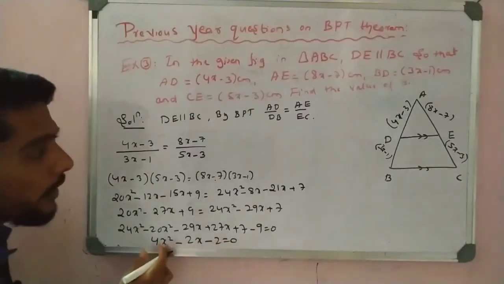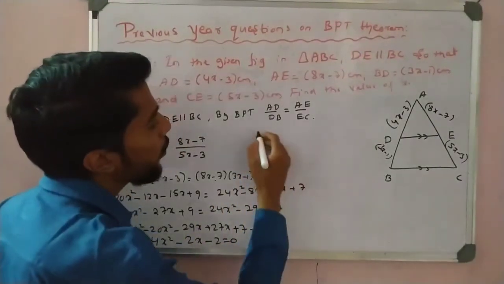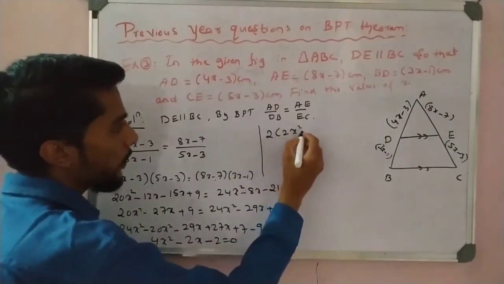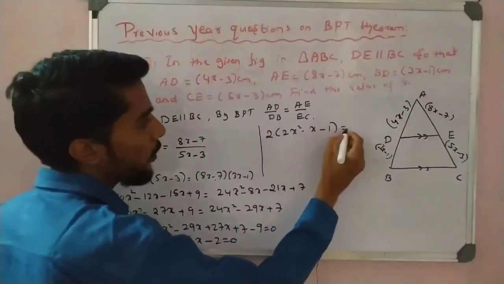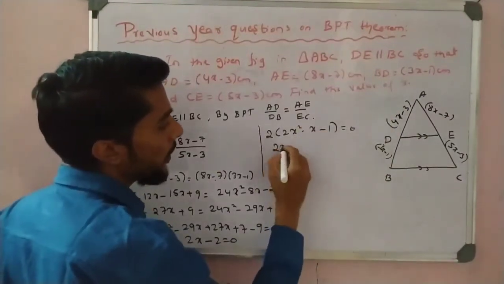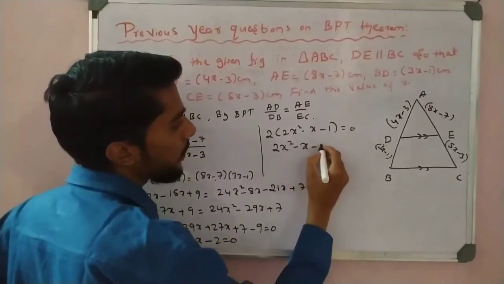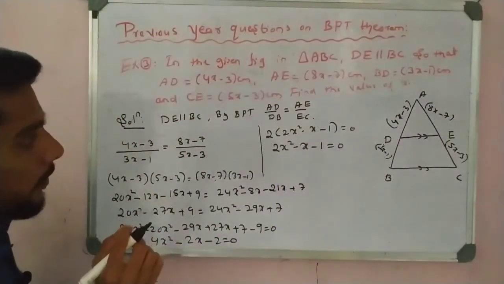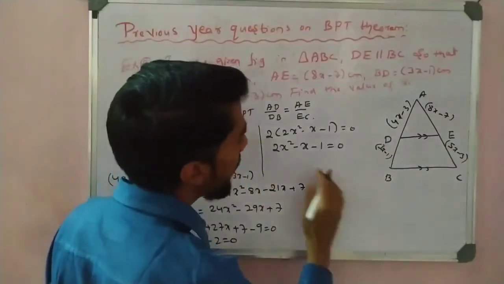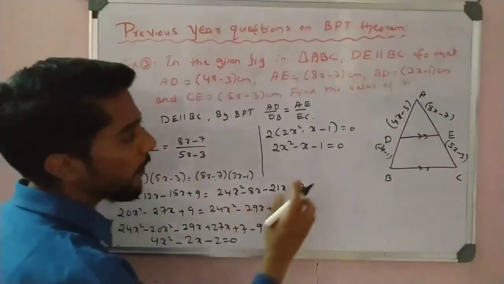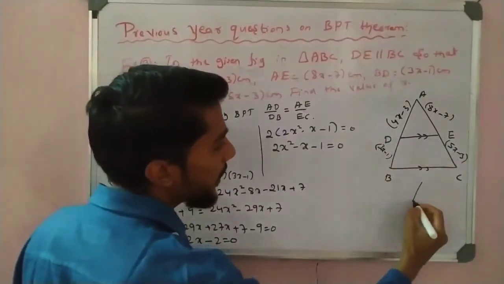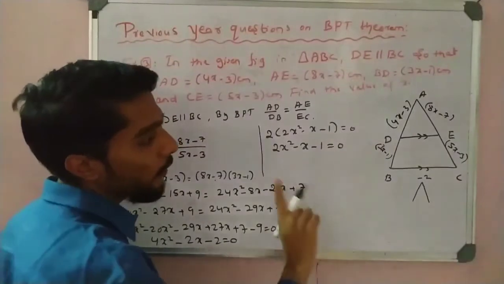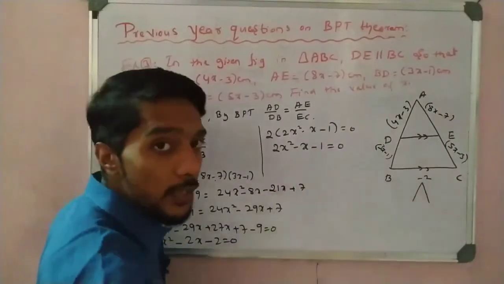Now I think 2 is common here. So let us take the 2 common. So what happened here? 2 common means that is 2x square minus x minus 1 equal to 0. Is that correct? Right. Let us see here, factorization, splitting the middle term. See, 2 into minus 1, that is minus 2. So choose two numbers such that when we multiply we get minus 2, when we add we get minus 1.